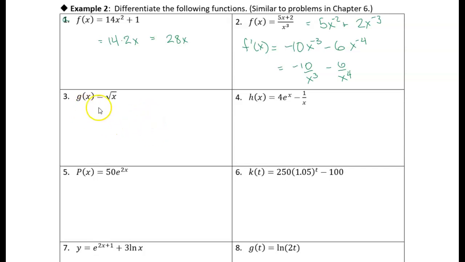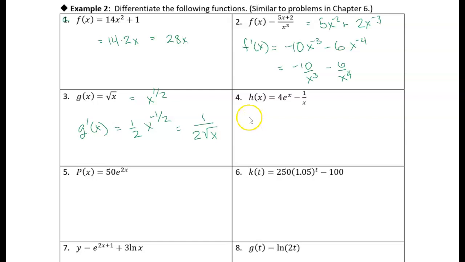All right, so let's look at this third one. I'm going to rewrite this as a power function. This is x to the 1/2, right? So now if I want to find the derivative, I just apply the power rule. So it becomes 1/2 x to the 1/2 minus 1, which is minus 1/2. Okay, now I can rewrite that if I want to. I don't need to because it's just 1 over 2 square root of x.